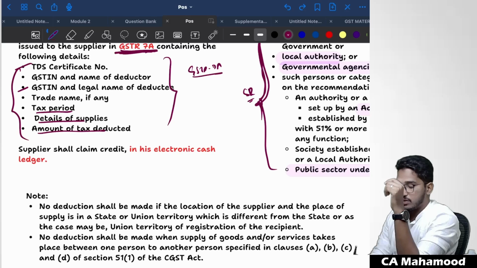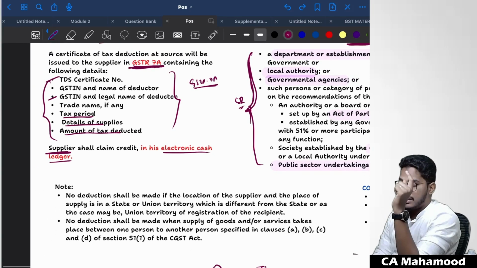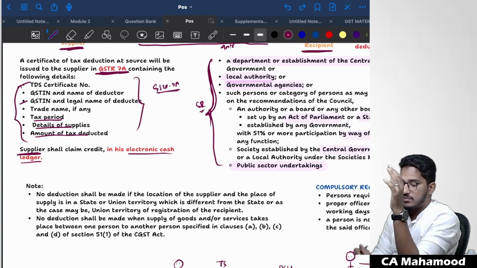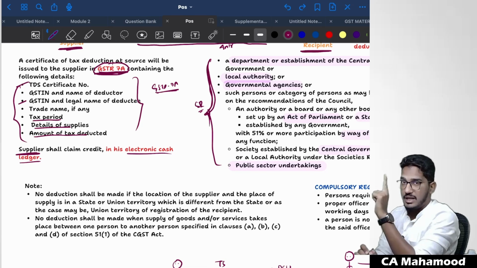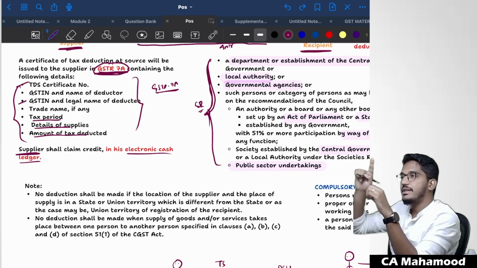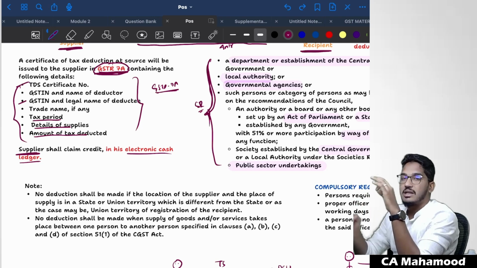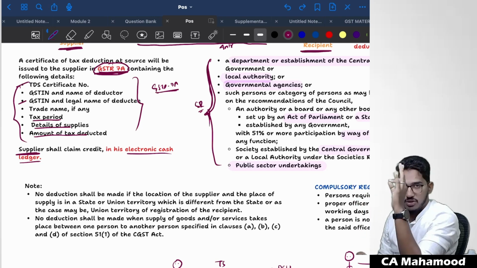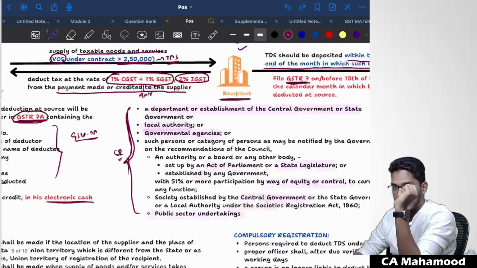The amount which is shown in the GSTR 7A can be claimed by the supplier as a credit in his electronic cash ledger. Very important. The supplier can claim the credit of the TDS amount reflected in the GSTR 7A in his electronic cash ledger, not in the electronic credit ledger. General ITC you can claim in the electronic credit ledger, but TDS you can claim directly in your electronic cash ledger. Very important from the MCQ perspective. Clear, everybody? So this is the GST mechanism.